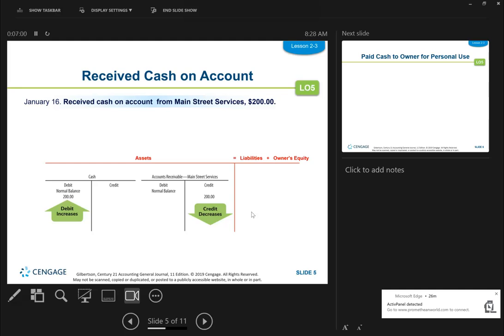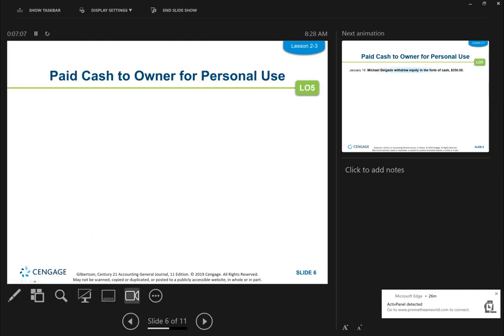And again, I should have gone through and double checked these. That transaction came in after the T chart. I should have done that.